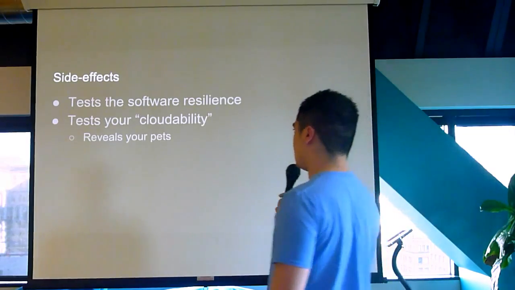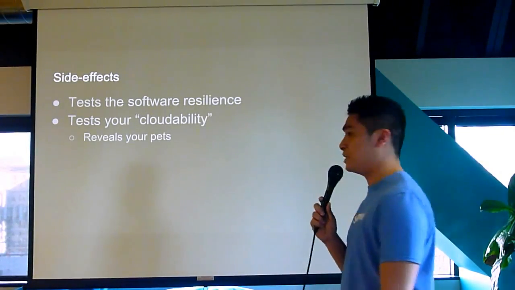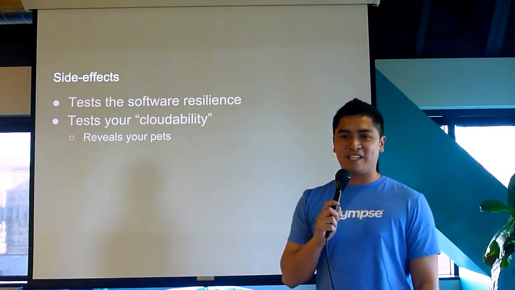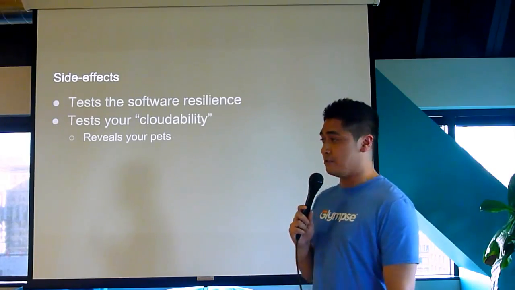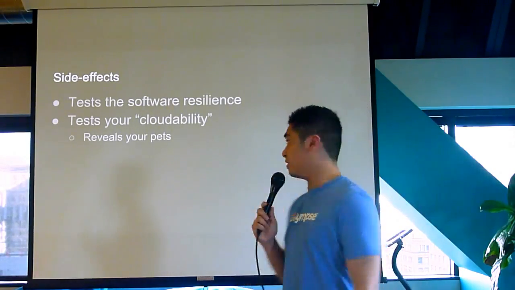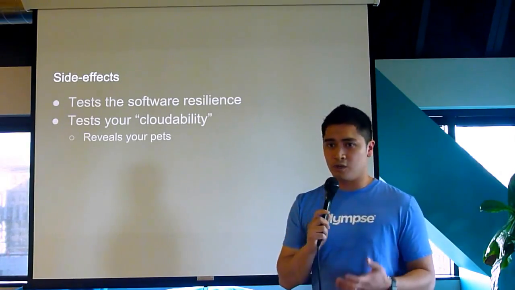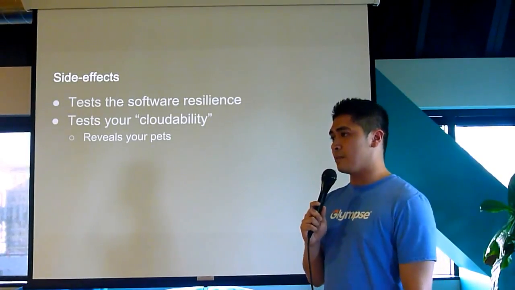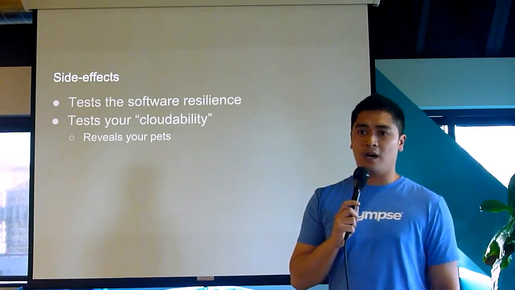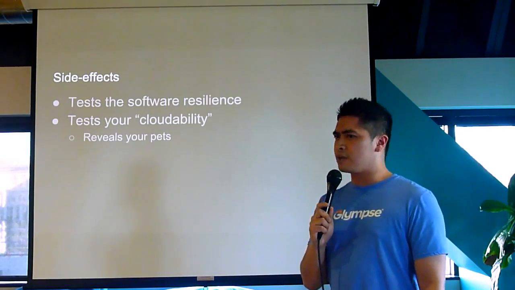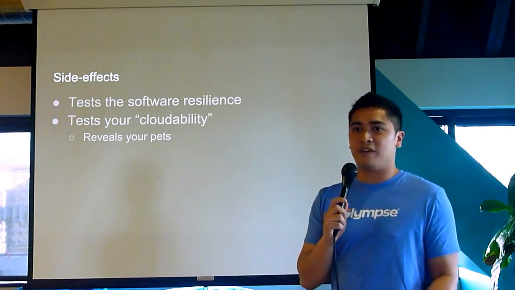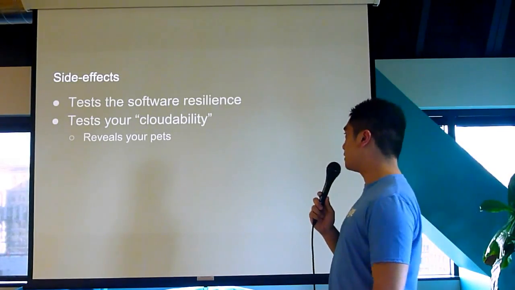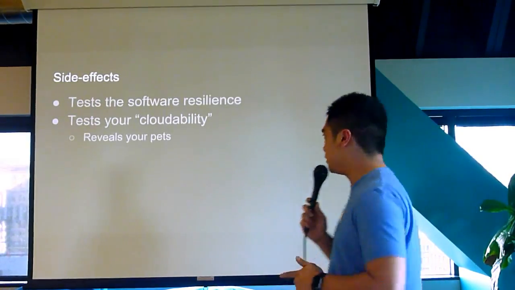So some side effects of having immutable infrastructure, obviously it tests your software resiliency, right? So you heard me talking about killing boxes left and right. One of the big things about this is the software that's running on the box obviously has to be fault tolerant. It has to be highly available. And so in order to have immutable infrastructure, your software, the stack that you're running, needs to be able to handle these type of failures. So that might mean some work on your development side. But I think that's a good thing, right? Because you don't want to run anything in production where one box failing is going to cause your company to maybe lose millions of dollars if it's down for a few minutes. And so it tests your software resiliency, and it also tests your cloudability.